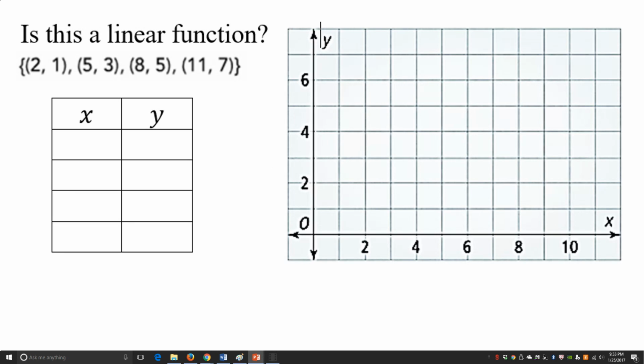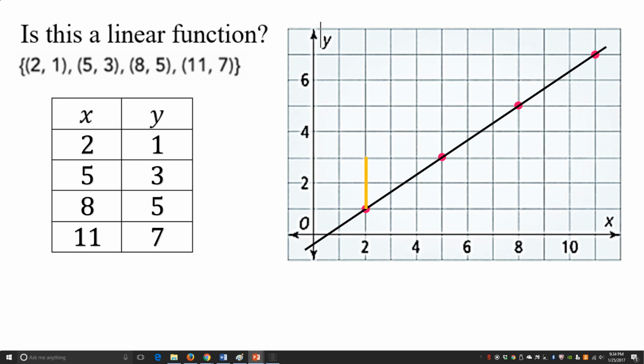And now you're on to the top part of your notes. Is this a linear function? So what I'd like you to do first is fill in the table with the ordered pairs. Now that you have the table done, please graph your ordered pairs so we can see if they form a straight line. 2, 1, 5, 3, 8, 5, and 11, 7. And then please see that they form a straight line, so use a ruler, please.